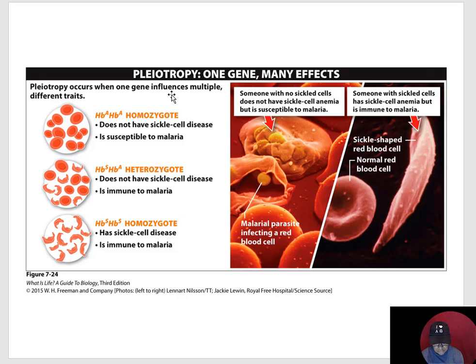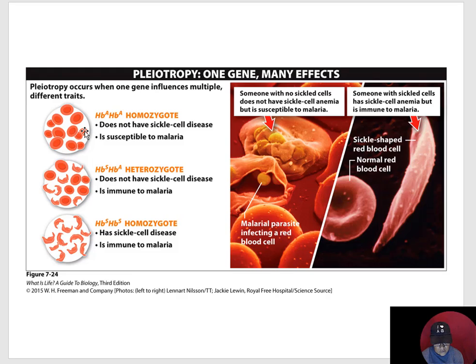For example, let's take a look at sickle cell anemia. Here we have an individual who is homozygous, and they do not have the sickle cell disease trait at all.